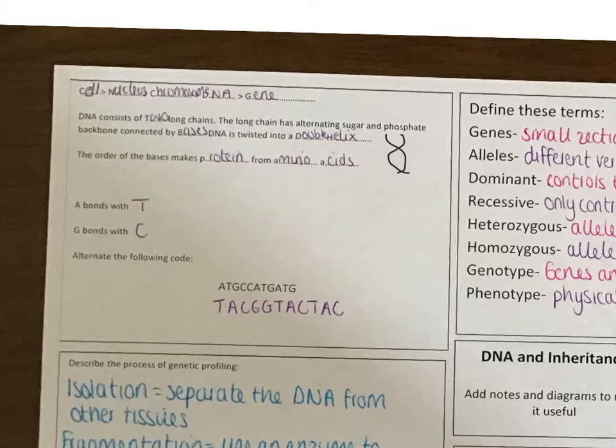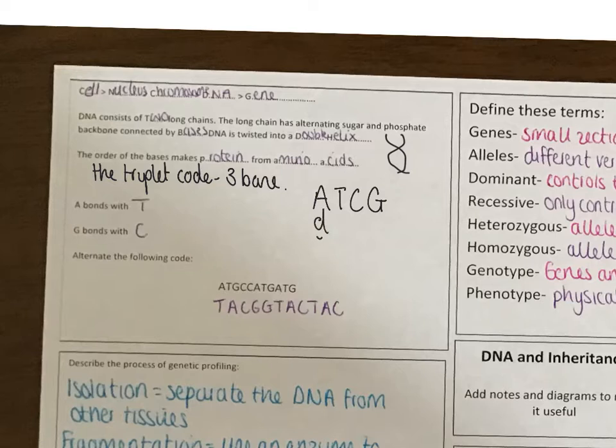The order of the bases makes proteins from amino acids, okay? And that then is called the triplet code, okay? And it's there because 3 bases will code for an amino acid, which will make a protein. We then have the 4 bases. We have A, T, C, and G as our 4 bases.